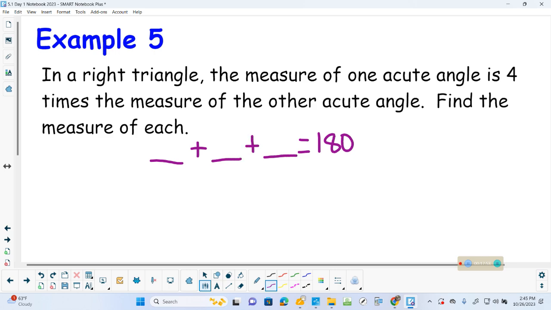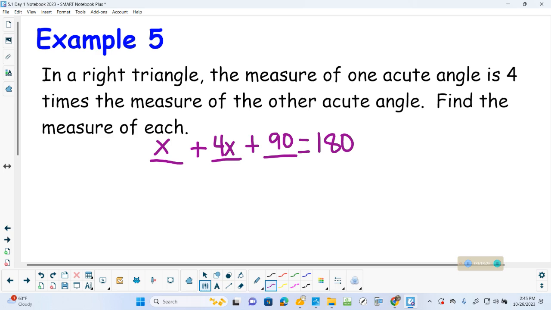Okay. Now it says the measure of one acute angle is 4 times the other. Well, I'm just going to make one of the angles x. Use x for my variable. The other one is 4 times that. So what's another angle? 4x. Now, what's the third angle? 90. It is a right triangle, so 90.